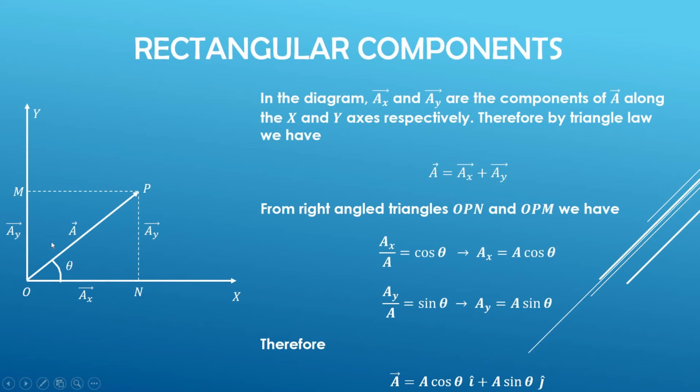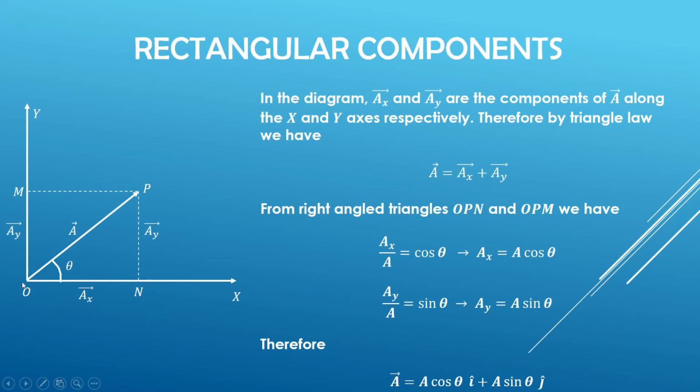Now consider the triangle OPN. This is the AY vector, up to this OM vector, and ON is the AX vector. OM vector is equal to NP vector, because this is a rectangle. And this AX vector is the ON vector. So let us consider the right angle triangle OPN.